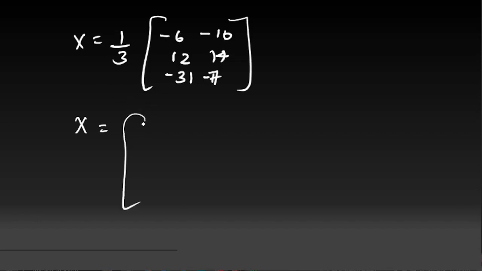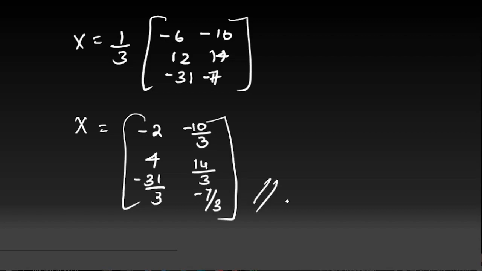3 2s are 6, so minus 2. Then 3 4s are 12, so just 4. Then minus 31 by 3 is not divisible, minus 10 by 3 is not divisible, 14 by 3 is not divisible, and minus 7 by 3 is again not divisible. So this is the value of your x. This is how you can find the value of x. Clear? Right.